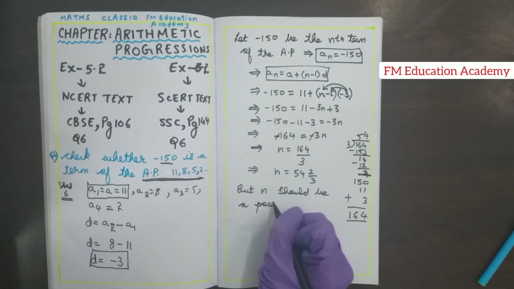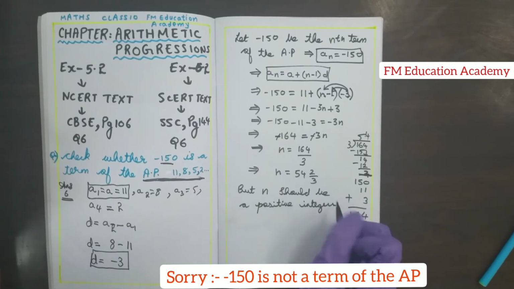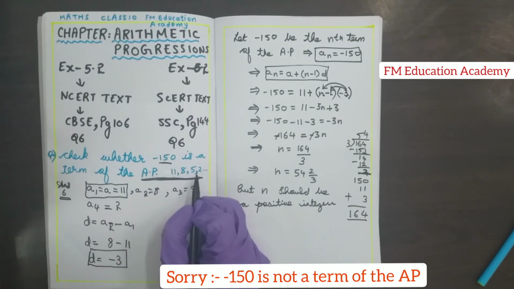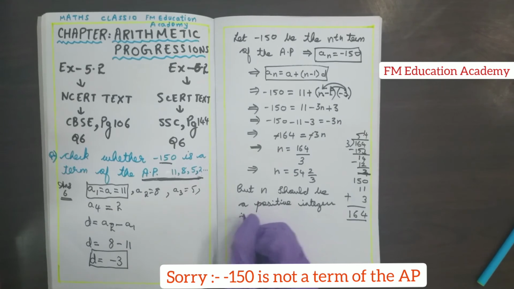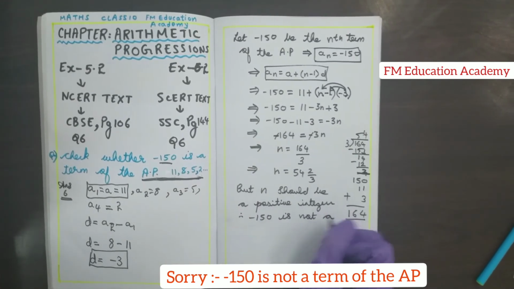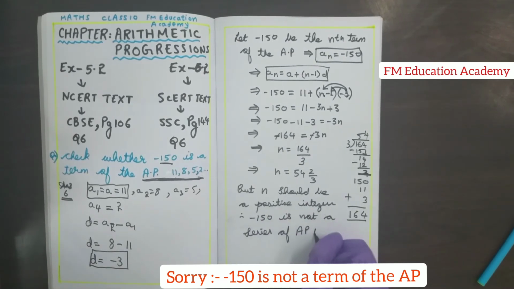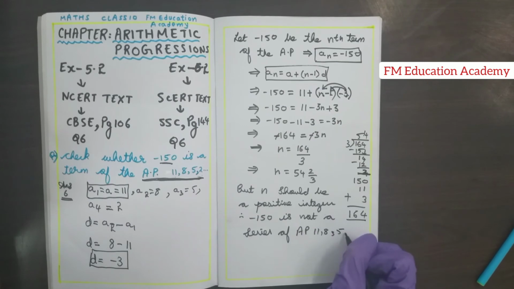So that is the reason that this minus 150 is not a term of the AP. Therefore, minus 150 is not a term of the AP 11, 8, 5, 2 and so on.